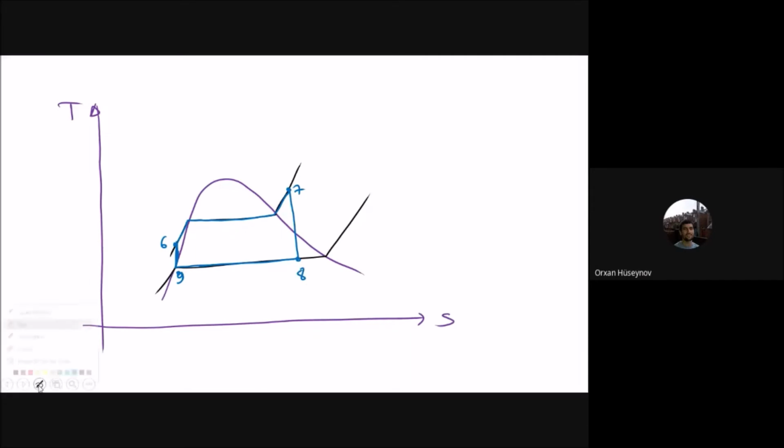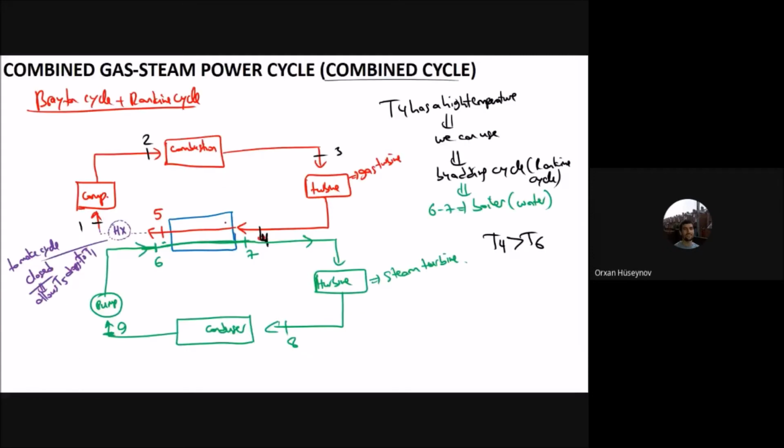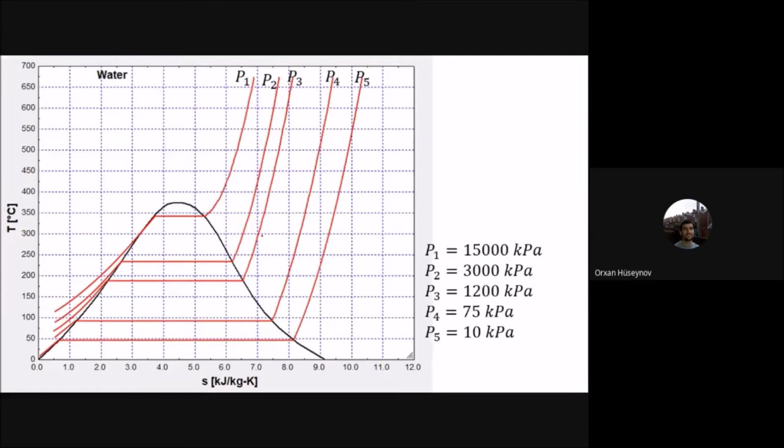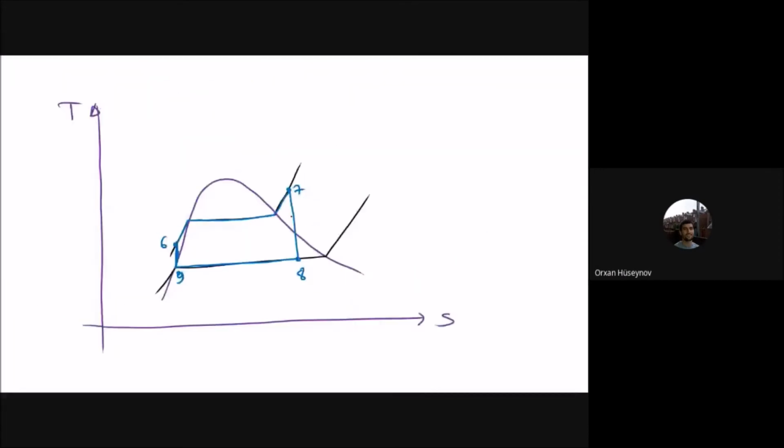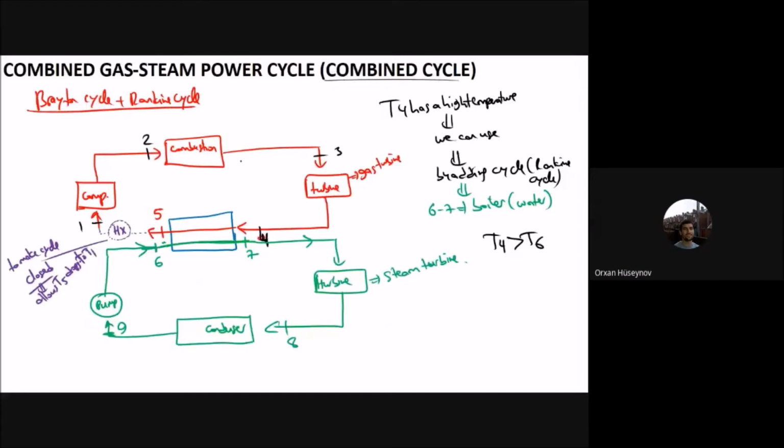Now I'm adding the topping up. It is called topping up the cycle with a new one, which is the Brayton cycle. And for the Brayton cycle, you will have the T4. If you remember the Brayton cycle, it was something like this one. This is the Brayton cycle.